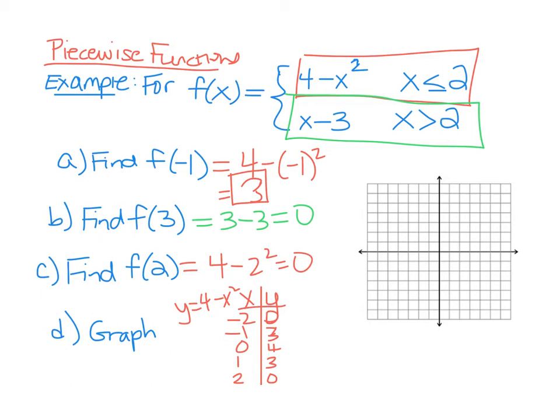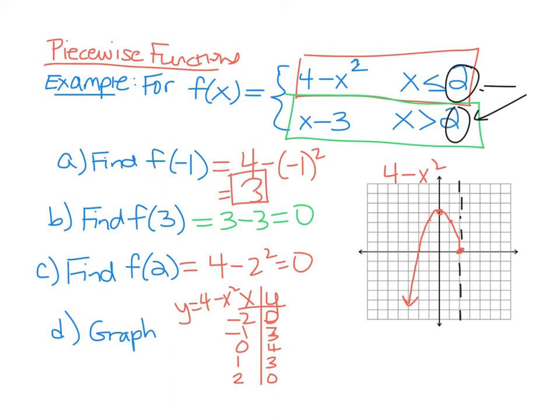So then you're going to plot the points, and the other thing I forgot to draw, I always like to do a cutoff line at whatever this value is here. So I have that cutoff line. I know that everything to the left of that is going to be 4 minus x squared. So I'm just going to go ahead and plot my points. And you'll notice I do have a closed circle at x equals 2. That's because of that less than or equal to. So it's going to be a partial parabola.